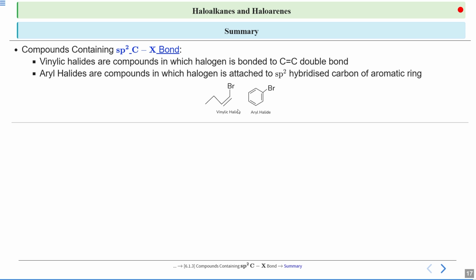You can see this is the vinylic halide diagram where bromine is attaching with one of the carbons of the carbon-carbon double bond, and this is aryl halide because here bromine is attaching with sp2 hybridized carbon of aromatic ring. So these are the major topics that we have covered today in our lecture.